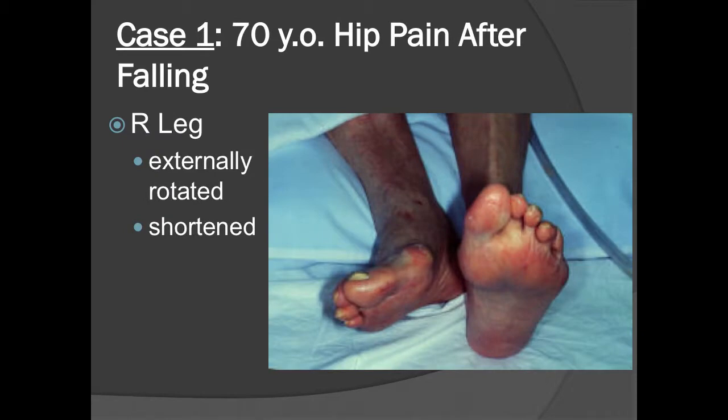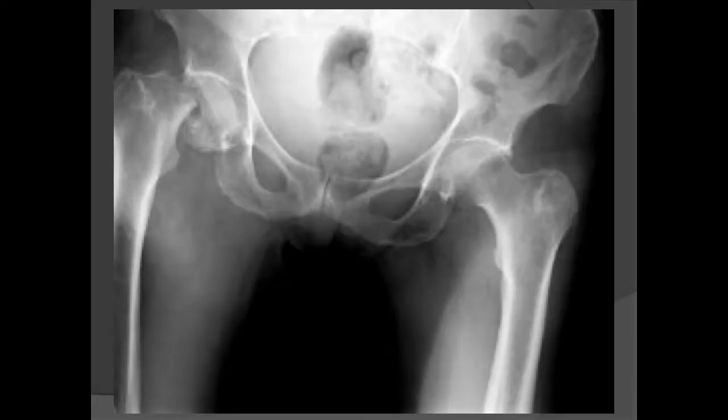So we're going to start with a case. A 70-year-old guy comes in after falling. He's a ground level fall. You walk by him, you see his right leg is externally rotated and shortened. And here's his x-ray. So you're going to take a look at his x-ray. And you see this, right? So he's got a fracture there of his femoral neck.